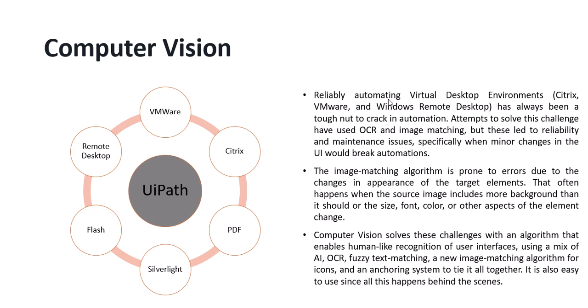Reliably automating virtual desktop environments like Citrix, VMware, remote desktop has always been a tough nut to crack for automation. Attempts to solve this challenge have used OCR and image matching, but this led to reliability and maintenance issues. So if we use image and OCR matching or other different techniques to do those automations, then there is a reliability issue, especially when a minor change happens to those applications. So this is the first point why UiPath introduced computer vision.